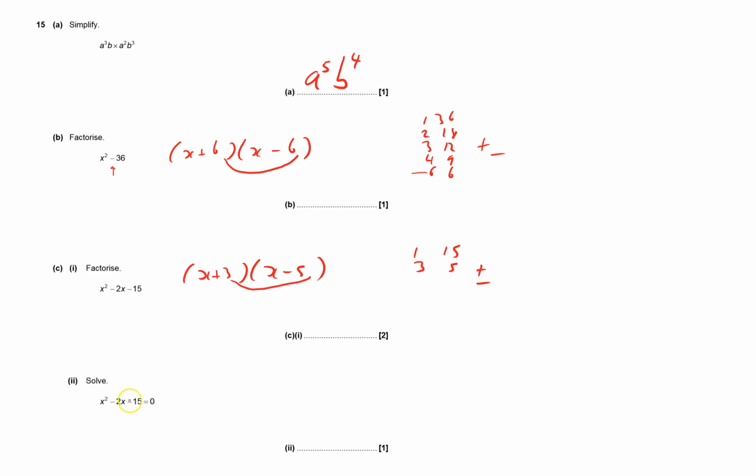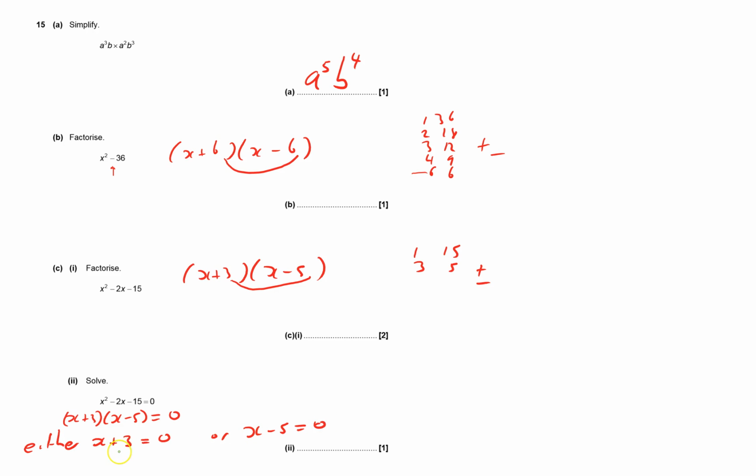And then this bit here is almost exactly the same, so I've factorised it. So instead of writing it like this, I can write it in factorised form. And so that will give me x plus 3 times x minus 5 equals 0. And if something times something equals 0, either the first one must be 0, so either x plus 3 must equal 0, or x minus 5 must equal 0. And then I just solve that equation.